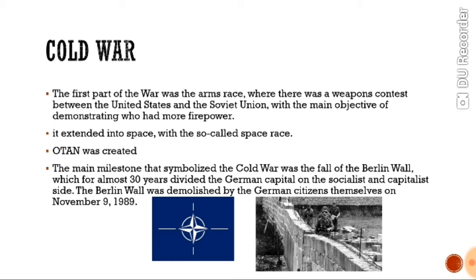The first part of the war was the arms race, a weapons contest between the United States and the Soviet Union, with the main objective of demonstrating who had more firepower. NATO was created, and its objective was to stop the expansion of the communist ideology. We also have to know that the Warsaw Pact was created, a treaty where the satellite countries of Europe signed a protection, help, and mutual assistance treaty to counter NATO.